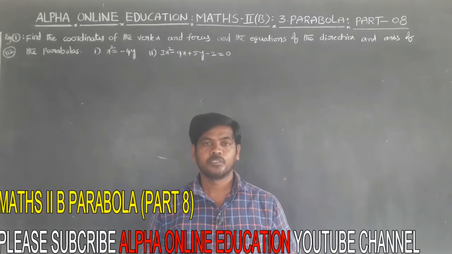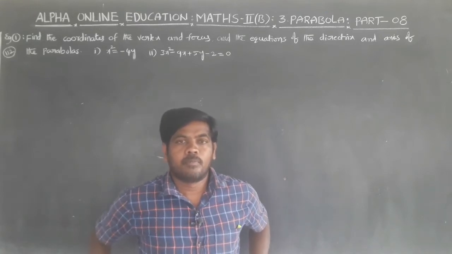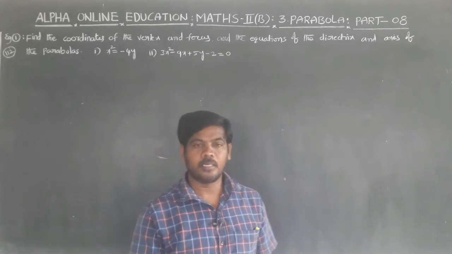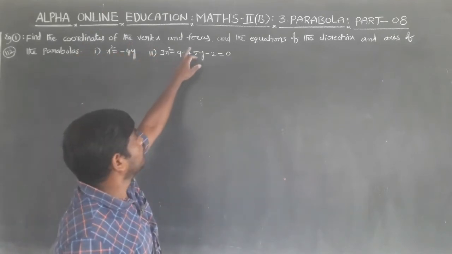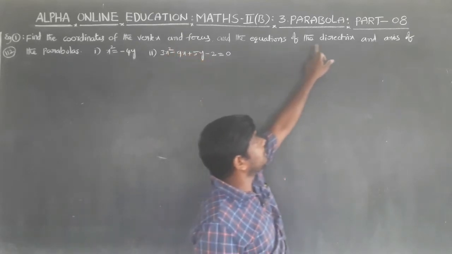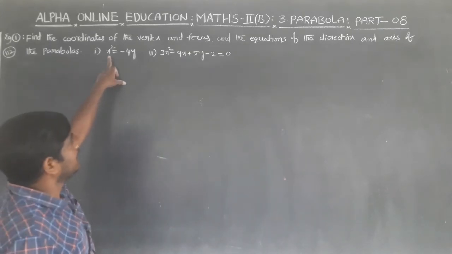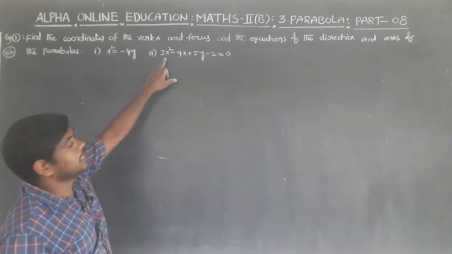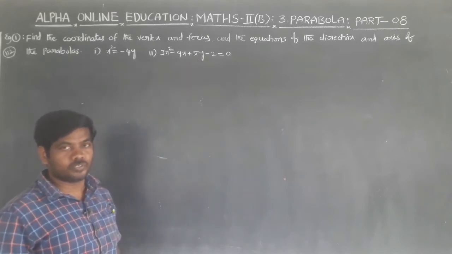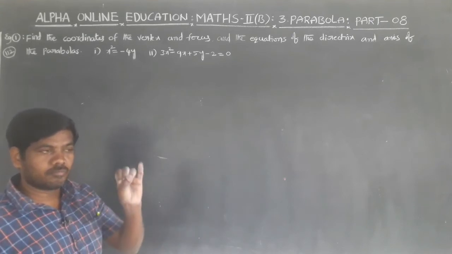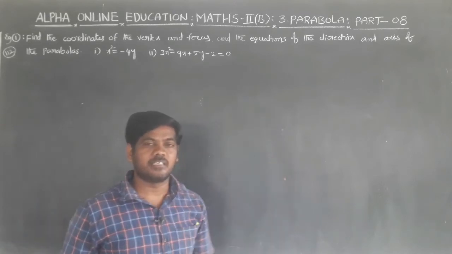Two example problems, Mathematics 2B, third chapter, Parabola. Example number 1, page number 112. Find the coordinates of the vertex and focus and equations of the directrix and axis of the parabolas. First one is x² = -4y. Second one is 3x² - 9x + 5y - 2 = 0. Find the coordinates of the vertex, focus and equation of the directrix and axis of the parabolas.